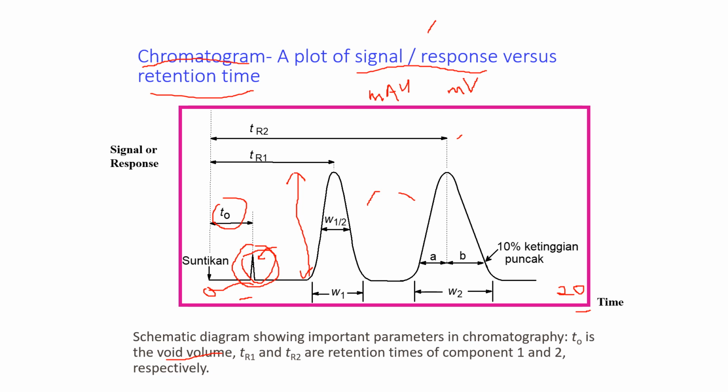Below this peak, we can calculate the area. How to calculate the area is based on the Gaussian peak system, and usually this is integrated automatically in your chromatography instrument. Then we have the peak width, the kelebaran peak, at the base and at the half of the peak. There is a reason why we have two.